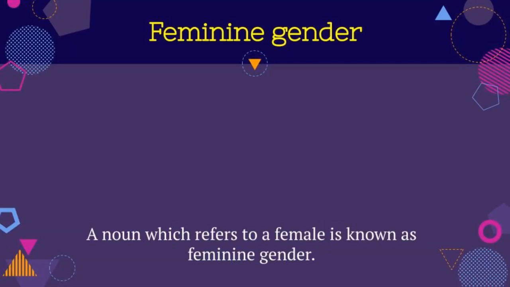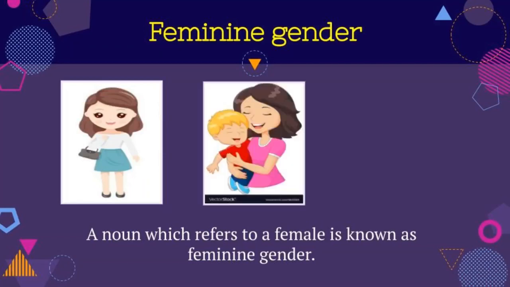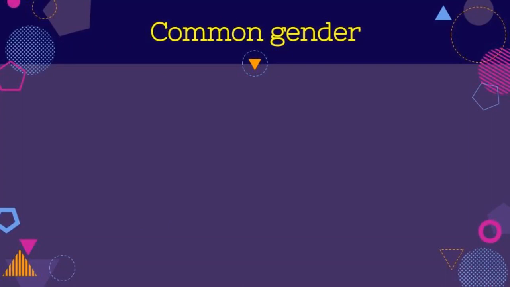Let us see some examples here. The first example is girl and the second example is mother. Both the examples refer to the female gender. And the last one is lioness. Lioness means female lion. So the 3 pictures represent the feminine gender.